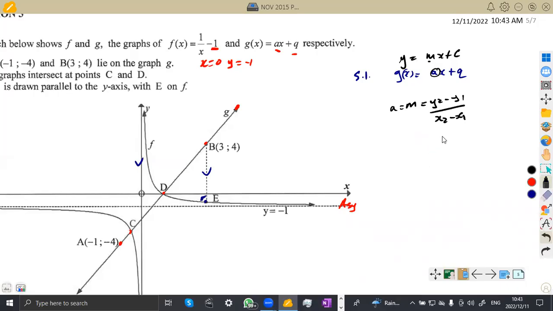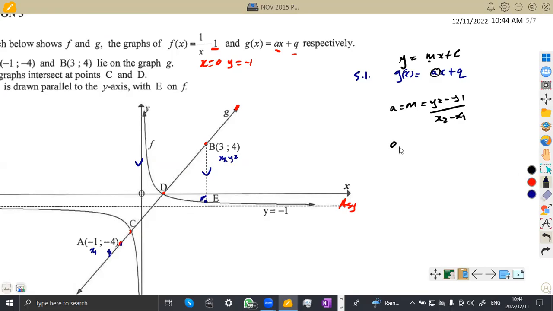So what can we do now to find the gradient? Remember, there's an advantage that we have because we are given 2 points which lie on the straight line, which are A and B. So you can just say this is x1, y1, and this is x2, y2, depending on the way that you are going to write your values.